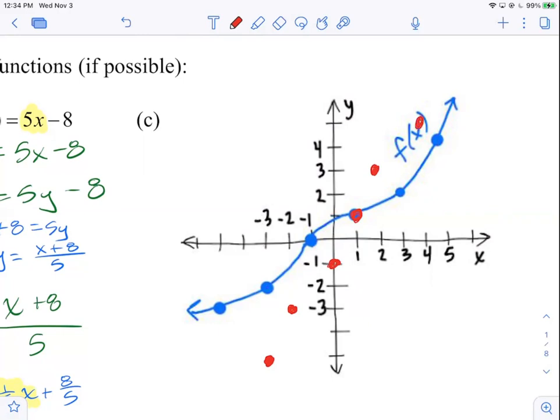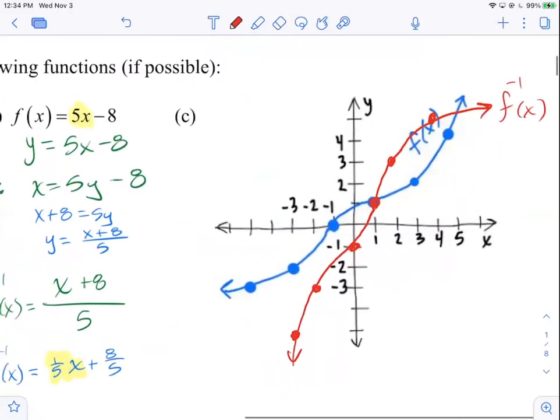Now, if we connect those dots, you get something that looks like this. And that passes the vertical line test. So now we'll call that f inverse. Do you notice any symmetry between these two guys? Yeah. There is, right? Would there be a way to graph an inverse graph of a function without doing it point by point based upon this? There should be.